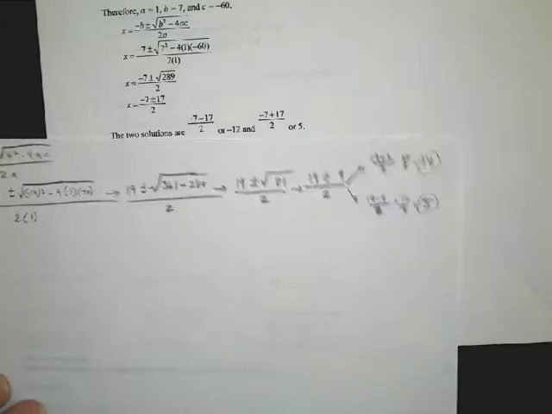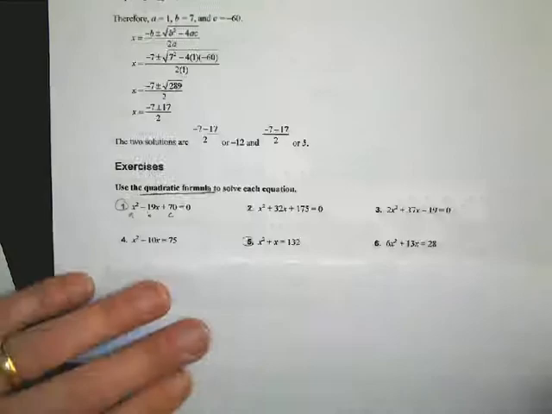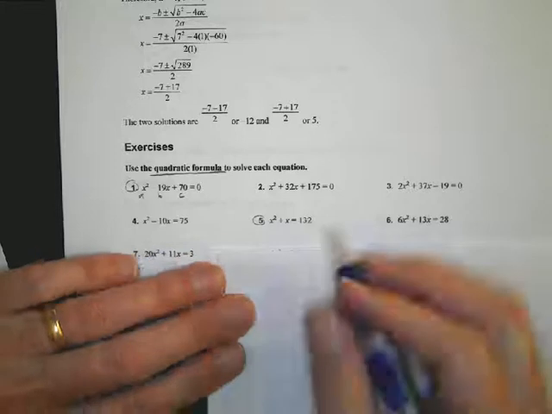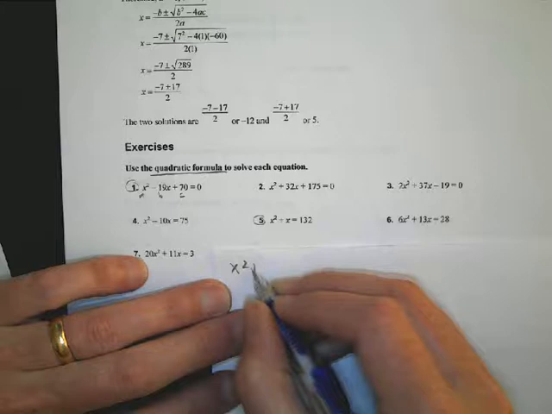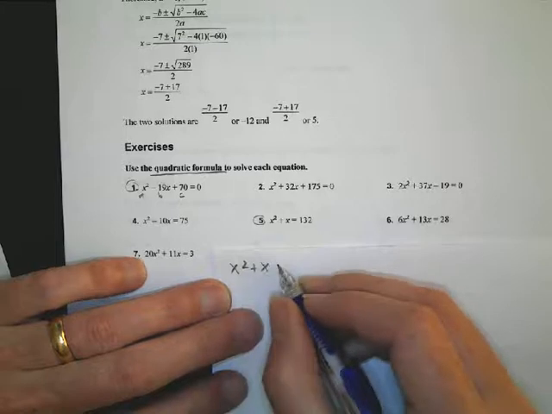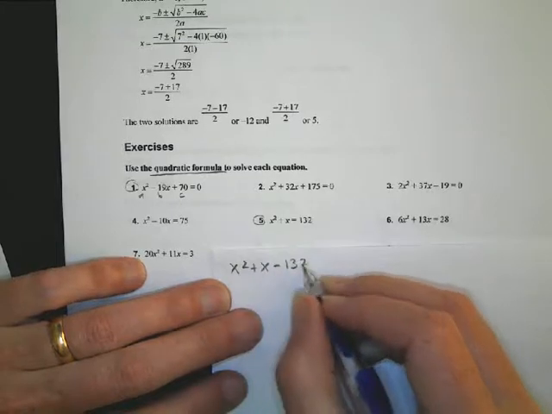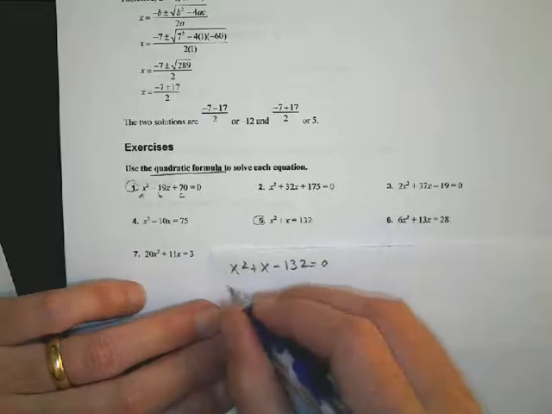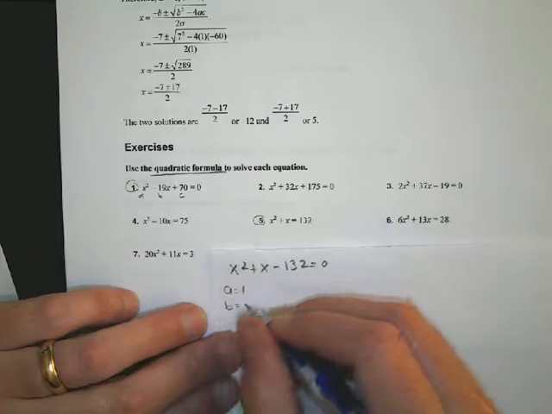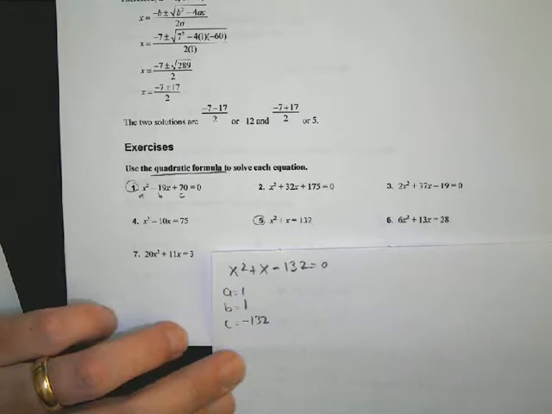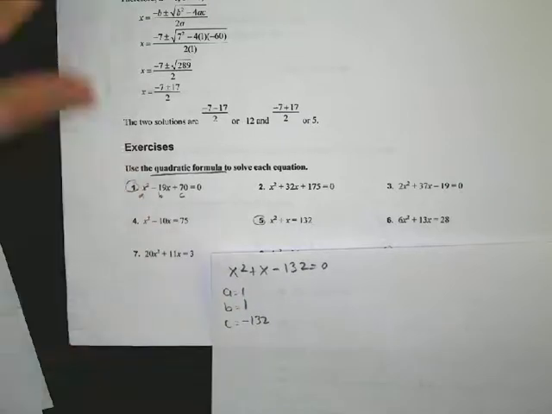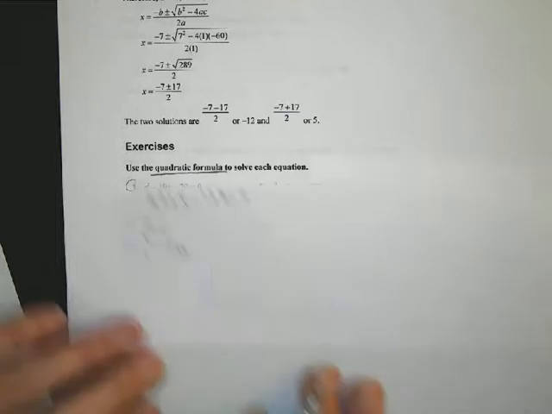Okay, let's look at another one. Looking at number 5. Okay, so for 5, we're going to want to rewrite this first of all. So we have x squared plus x, and I move the 132 over, minus 132 equals 0. So my a value is 1, my b value is 1, and my c value is negative 132. And that's what I'm using with my quadratic equation to solve number 5.